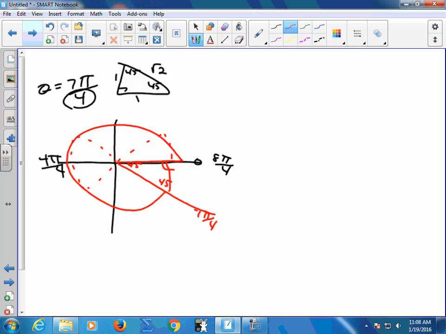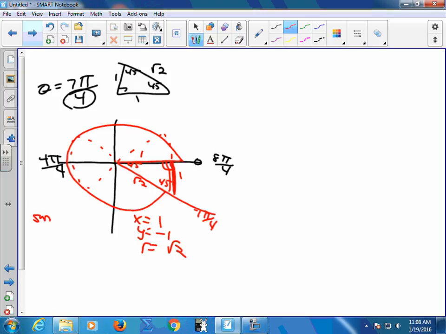Now, I label my sides. 1, 1, radical 2. Bring this information out. In this quadrant, what is my x? Is my x positive or negative? Positive. Is my y positive or negative? Negative. And my r, always positive. From there, can we do all our functions?